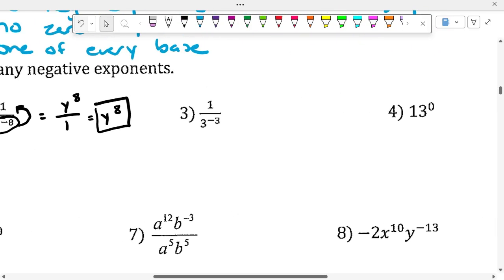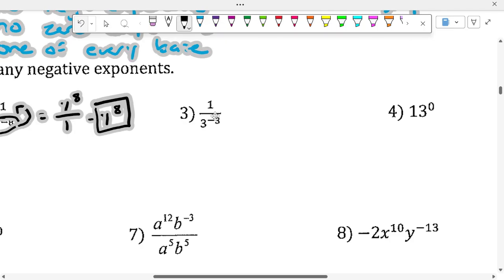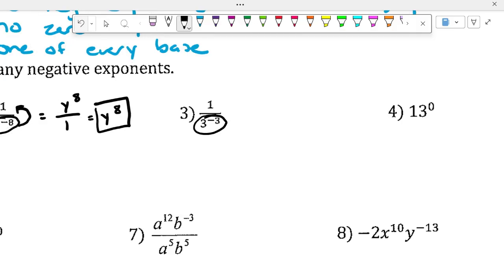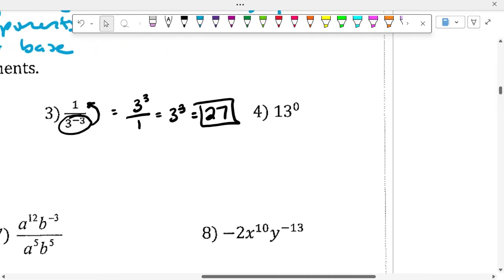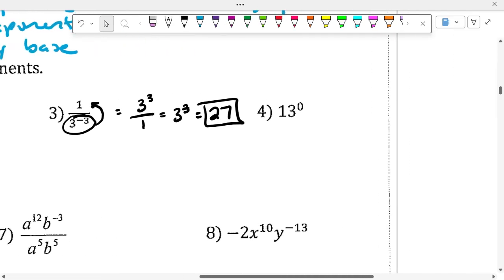What about 3? What do I do here? I move it where? Move it to the top again. This becomes 3 cubed over 1, or just 3 cubed. And what's 3 cubed? 27. So guys, if you have numerical bases and the exponents are small enough, just stick them in your calculator and get the number for them. So like if you have a squared or a cubed, I expect you to give me those numbers. All right, 4. That's an easy one. What is it? 1.